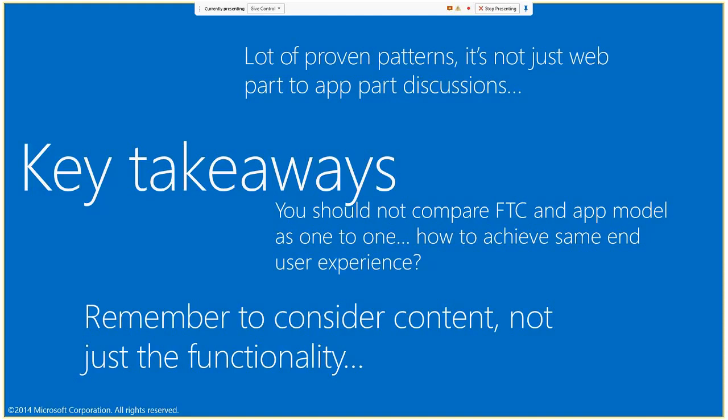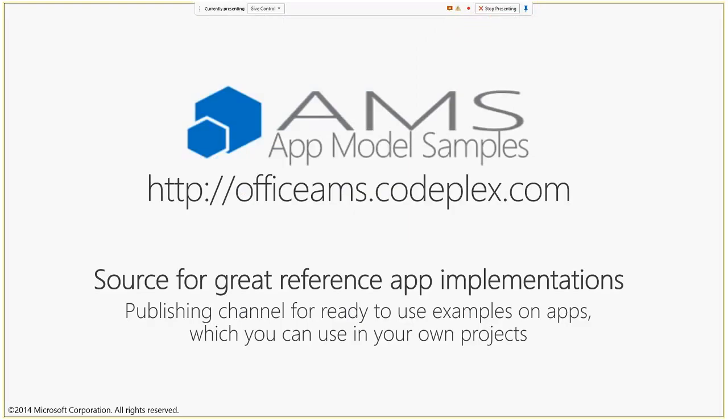This is the address one more time. I know that I'm talking Finglish, so you probably didn't get it. officeams.codeplex.com is the location where you can download right now all of those three demos and a lot of other demos as well, related to the appification. Right now, the Office AMS stuff is more about site provisioning and how we implement similar stuff as in FTC using the app model techniques.